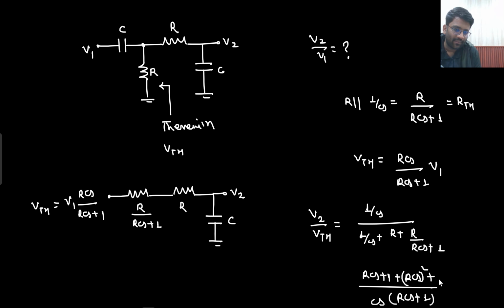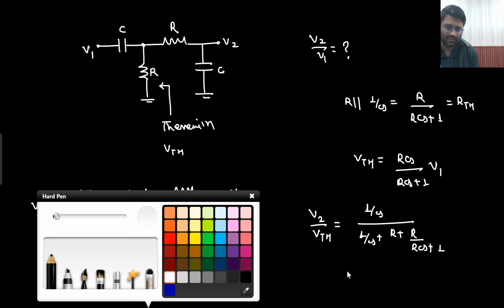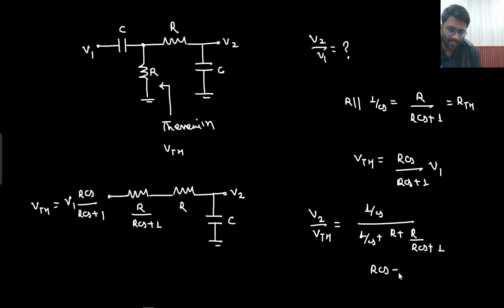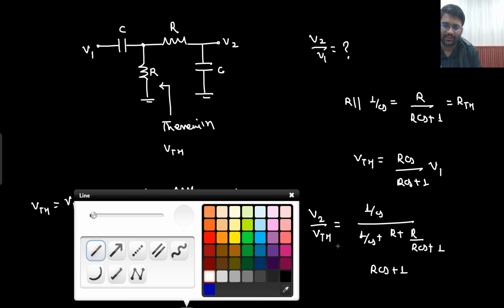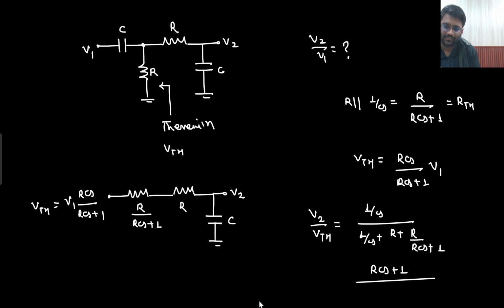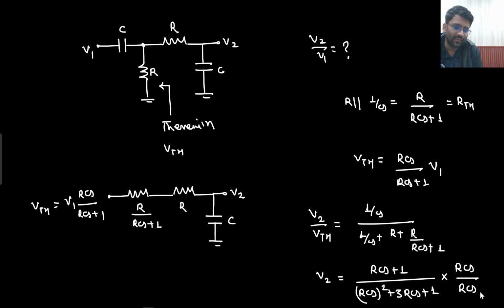So RCS square plus RCS, and then RCS you are getting. So here RCS square plus 3 RCS plus 1, and then this goes upward. So what you are getting? RCS plus 1 upon RCS square plus 3 RCS plus 1. This is your V2. Now multiply with VTH. What will be the value of VTH here? VTH is RCS upon RCS plus 1 into V1. This is the value of V2 you are getting.